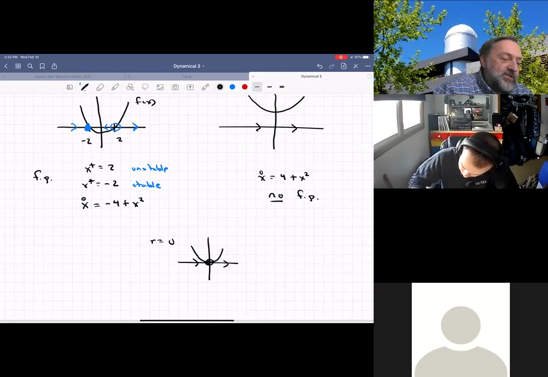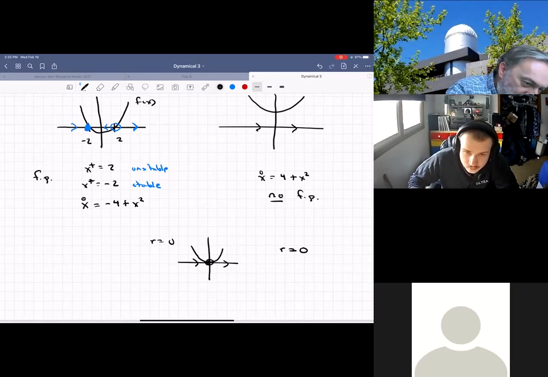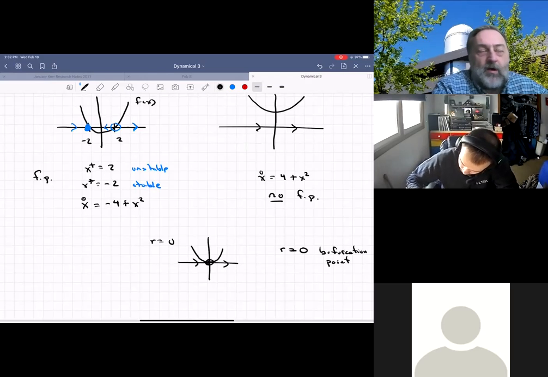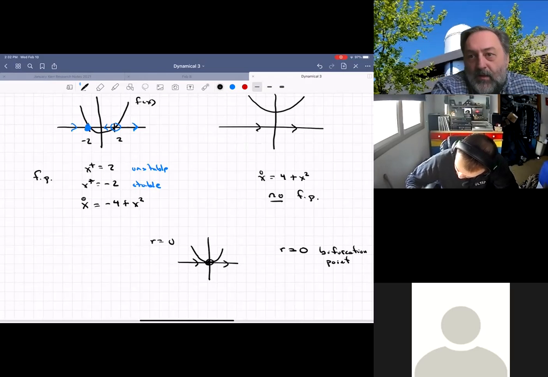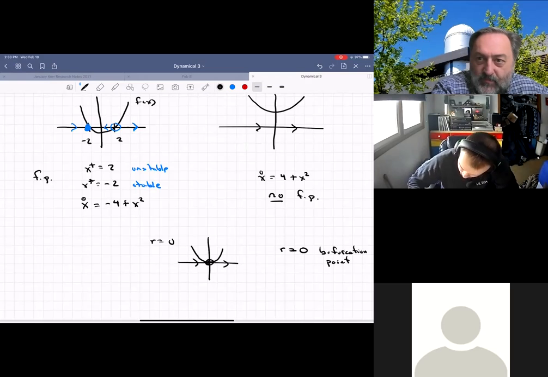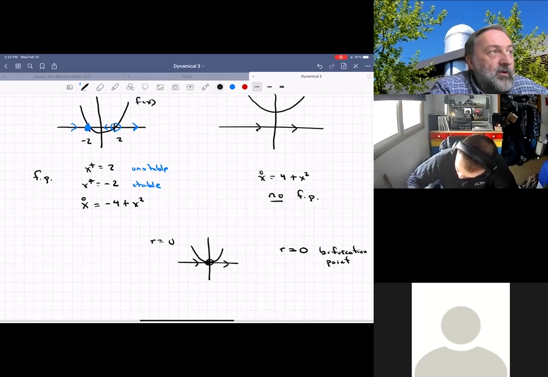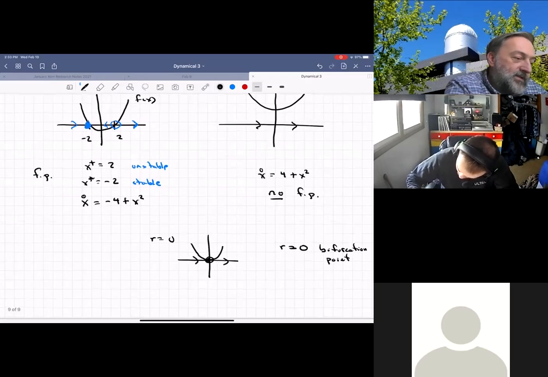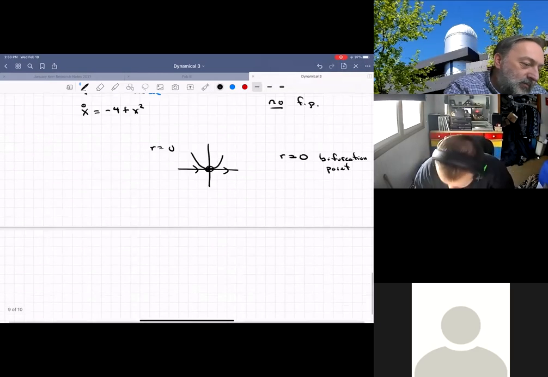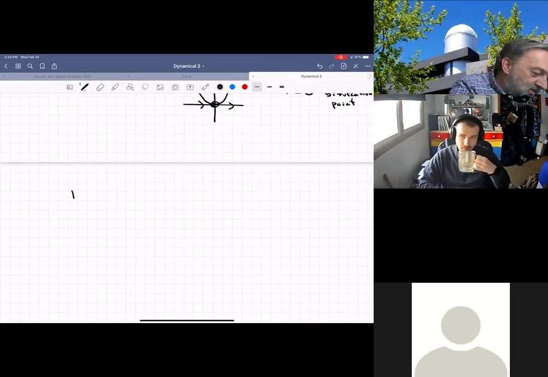And r equals 0, we're going to give that a special name. We're going to call that the bifurcation point. The bifurcation point is the value of the parameter in which the character of the system changes. So we undergo a bifurcation at r equals 0. For r positive, there's no fixed points. For r negative, there's a pair of fixed points, one stable and one unstable. So r equals 0 is the bifurcation point. And so if we want to make a diagram, we're going to call it the bifurcation diagram.